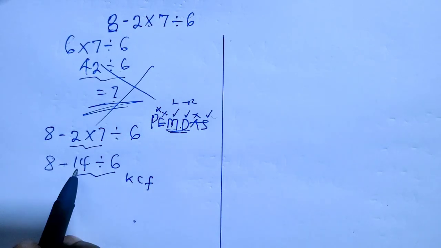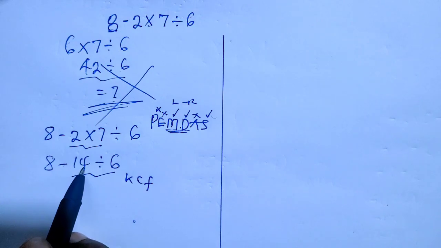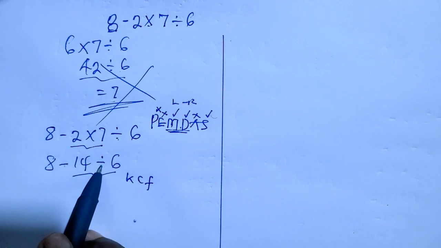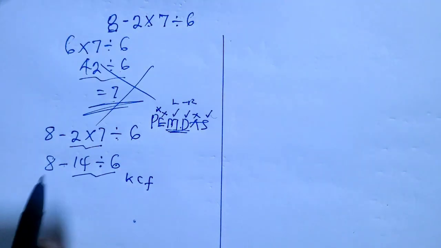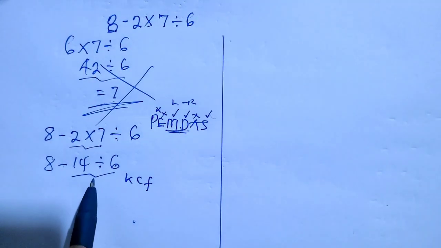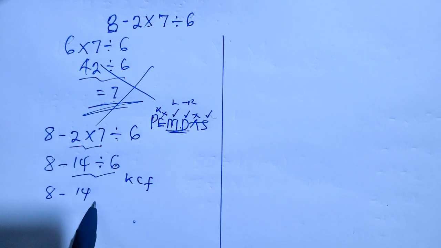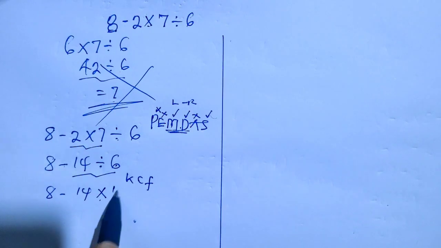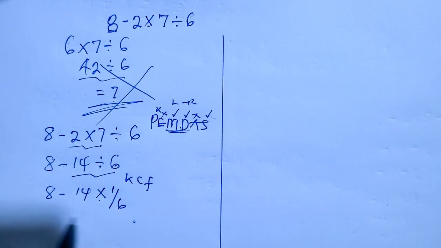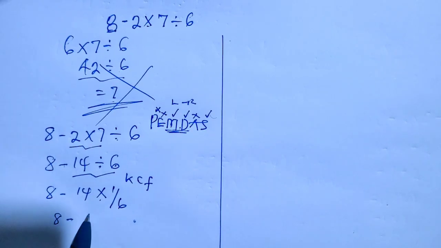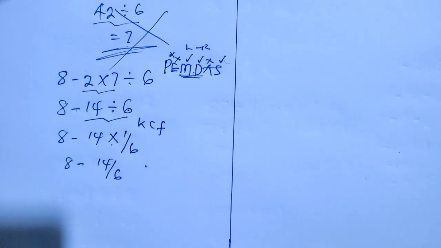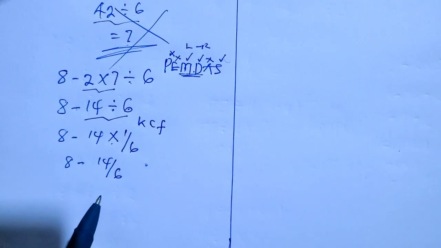That simply means coming down here, we are going to keep this first value, which is 14. We change this division sign to multiplication and we flip 6. Then right here, the whole expression becomes 8 minus 14 multiplied by 1 all over 6. And if we multiply this out, we are going to have here 8 minus 14 times 1, that gives us 14 all over 6. And we are going to reduce this fraction to its lowest term here.